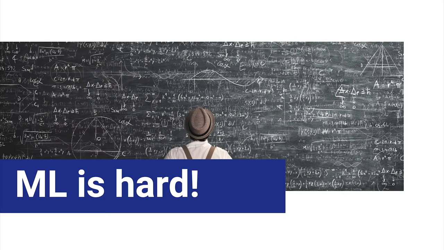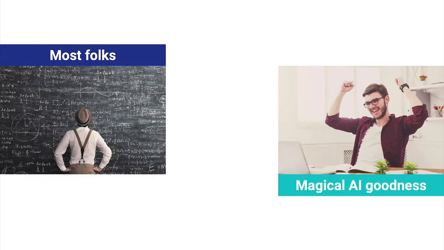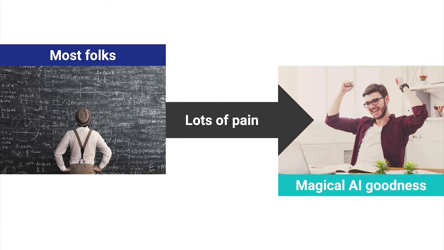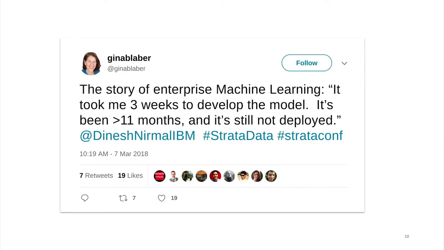Now, that said, one thing we don't do well in the ML industry is talk about how hard ML is. And of course, it's not just because I'm bad at math. It's because the gap between that magical AI goodness and most folks is often an enormous amount of pain. And the pain shows up like this. A model works great on someone's laptop or in a staging environment, but when it comes to moving it to production, it can often take many weeks or months in order to get it out there.